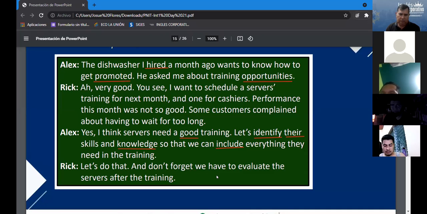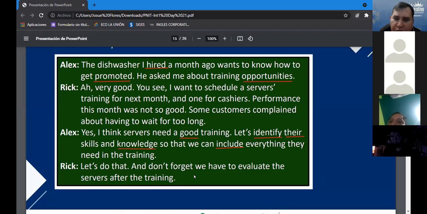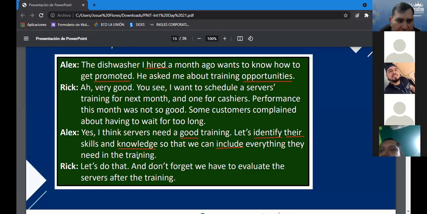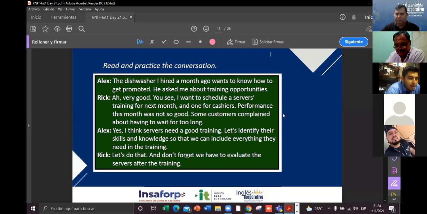Everything they need in the training. Let's do that. And don't forget, we have to evaluate the servers after the training. Okay. So anybody else wants to practice again? Yes, Alex. Okay. Yes, in this case, I am Rich. Go ahead. The dishwasher I hired a month ago wants to know how to get promoted. And don't forget to evaluate the servers after the training.